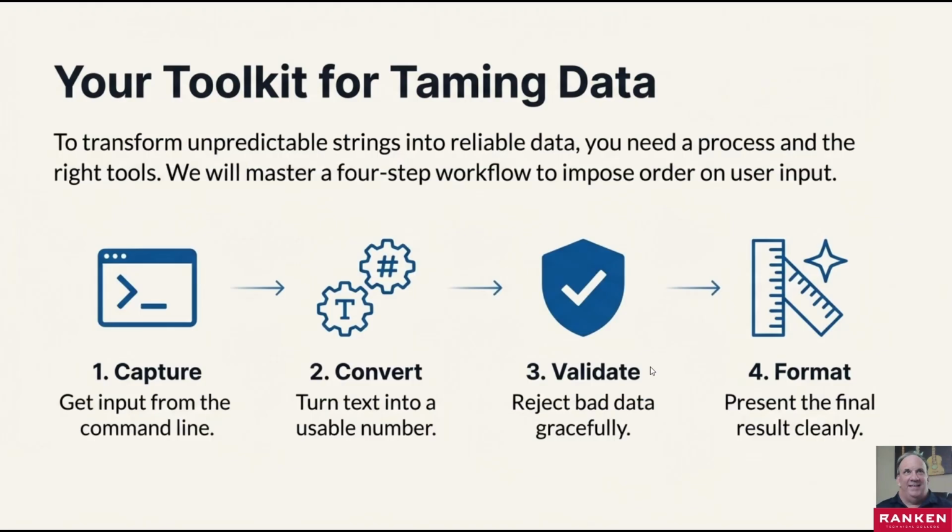We're going to do the capture. We're capturing the input from the command line, and that's basically what the user is inputting somewhere. Convert: we turn text into a usable number. Validate: we reject bad data gracefully. And then we format: we present the final result cleanly.